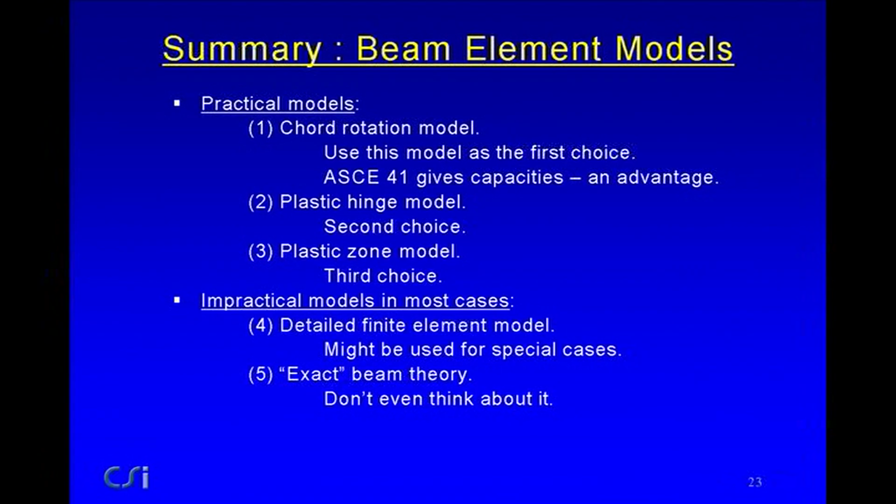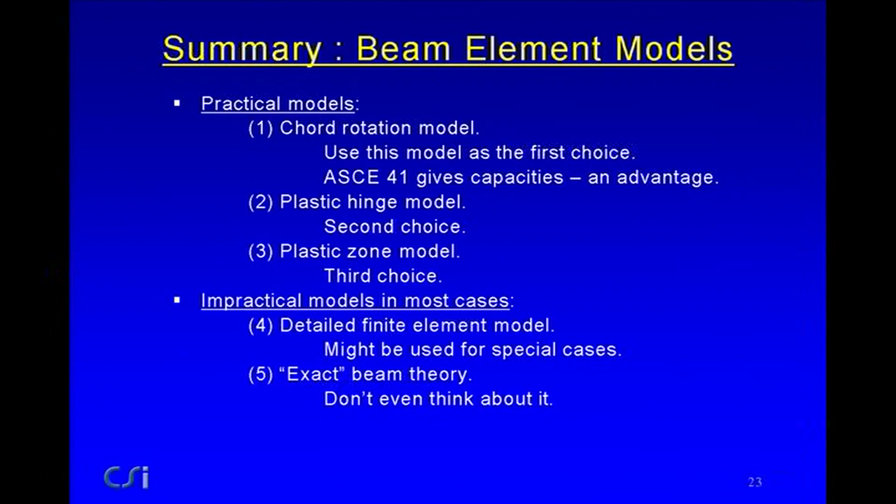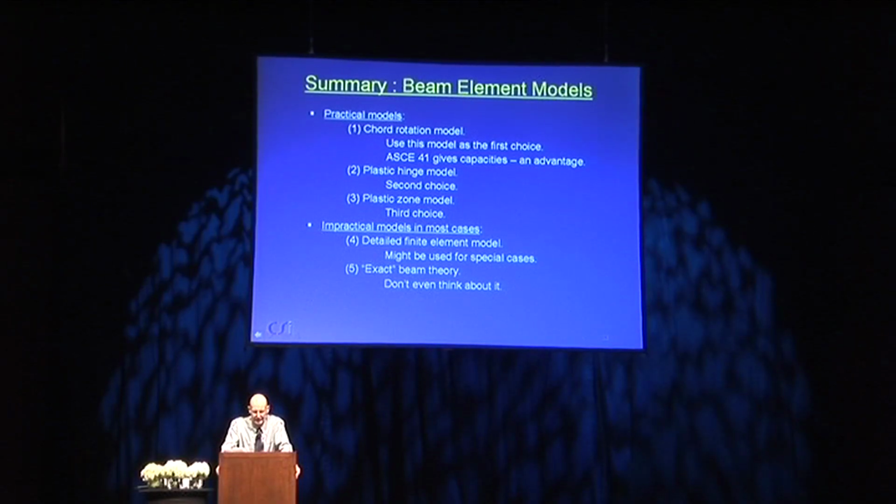Summary. Practical models for beams. The chord rotation model, you would use this as the first choice. The main reason being that ASCE 41 will give you some capacities. It's also the simplest model. If that doesn't work, use a plastic hinge model. If that doesn't work, use a plastic zone model. If it doesn't work, you might consider a detailed finite element model, but I don't think you'd ever consider using exact beam theory.